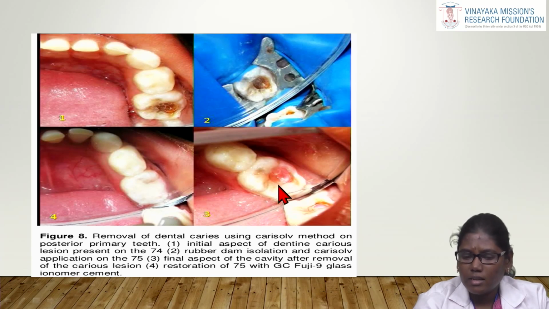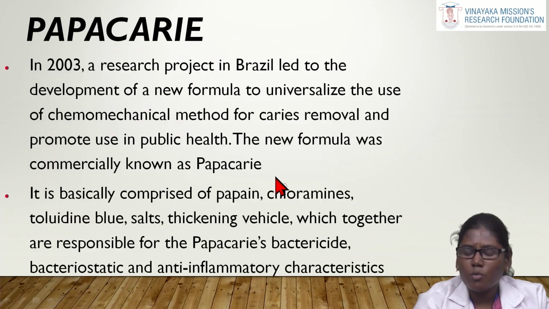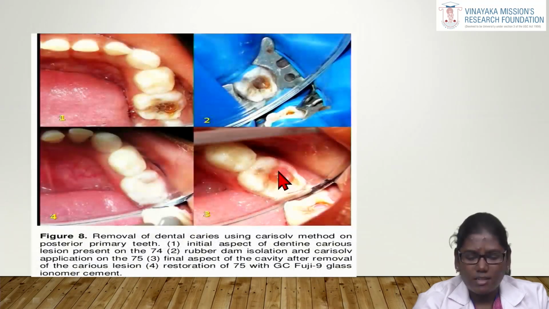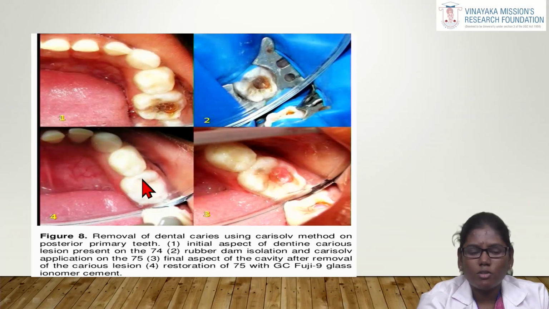Leaving it for 30 seconds, and after this is the final aspect of the cavity after removal of the caries lesion. And this picture shows the final restoration after the removal of all the soft and infected dentin, and final restoration of 7-5 with GC Fuji IX glass ionomer cement.